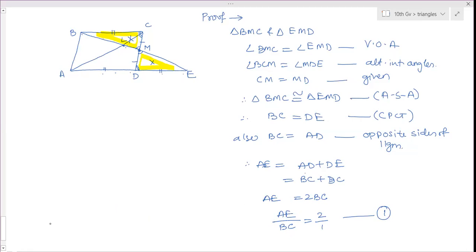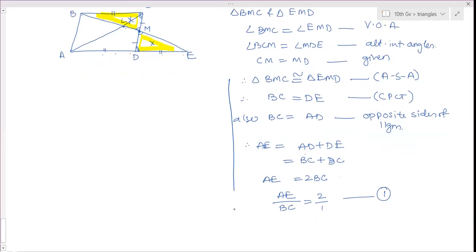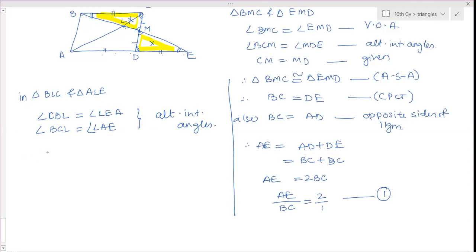Yes, ma'am. Now take triangle BLC and triangle ALE similarity. Alternate interior angles you can prove, and vertically opposite angle, any one of them. So angle CBL is equal to angle LEA, and angle BCL is equal to angle LAE. Both are alternate interior angles. Therefore, triangle BLC is similar to triangle ALE by AA similarity.